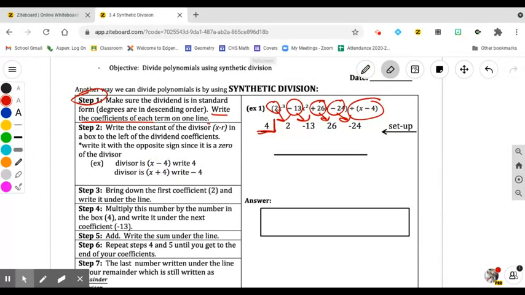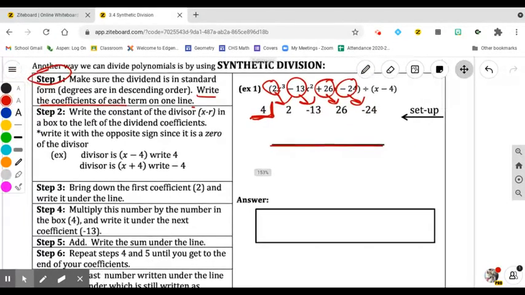Basically, for the number in the box, you look at the divisor and it's whatever the opposite sign is. See how that's minus 4? So you're going to put a positive 4 in the box. It's always the opposite sign. Then you leave a blank line. See this blank line? Leave that open and then draw a line like this. So you skip a line. And this is how we do synthetic division. This is the main part of it. This is the steps, so after you set it up, here's what we do.